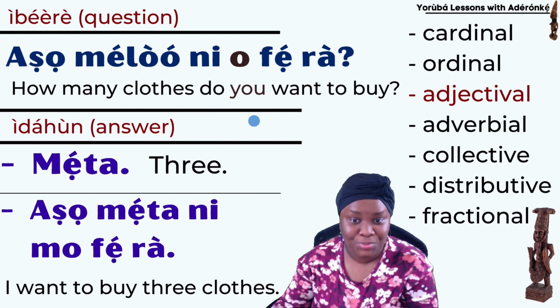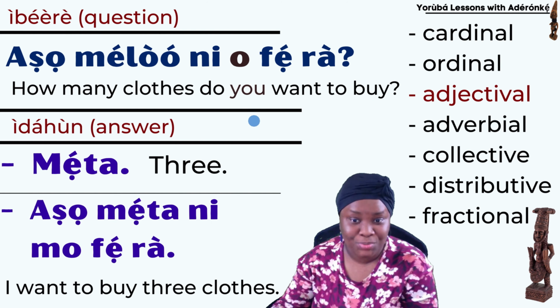But if you want to make a full sentence, you would say, Aṣọ mẹ́ta ni mo fẹ́ rà. Putting it this way, it's 3 clothes that I want to buy. It's kind of how you would transliterate it. So you could say, Mo fẹ́ rà aṣọ mẹ́ta, and scrap this. Mo fẹ́ rà aṣọ mẹ́ta.